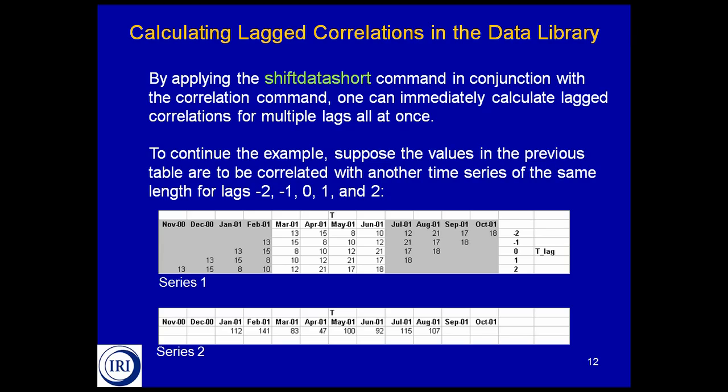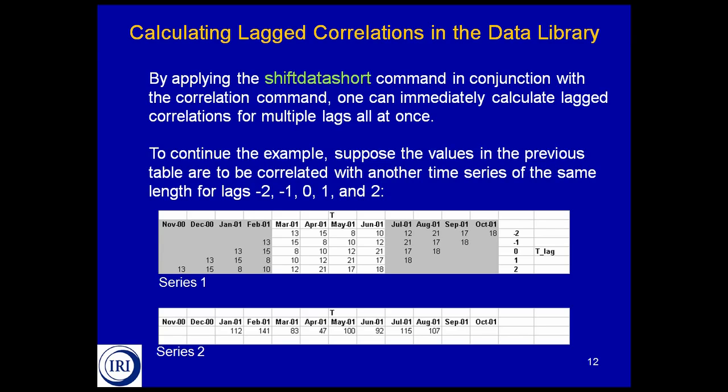By applying the shift data short command in conjunction with the correlation command, one can immediately calculate lagged correlations for multiple lags all at once. So to continue this same example, suppose the values in the previous table are to be correlated with another time series of the same length for lags -2, -1, 0, 1, and 2.